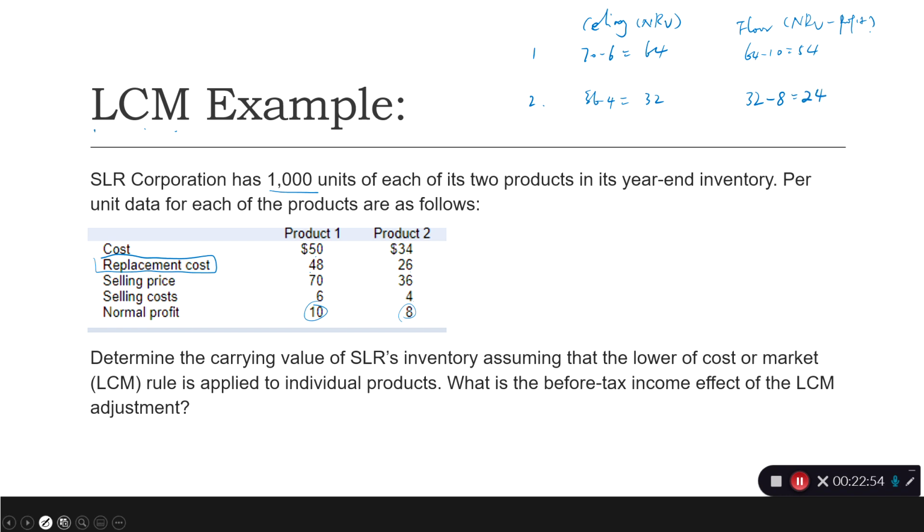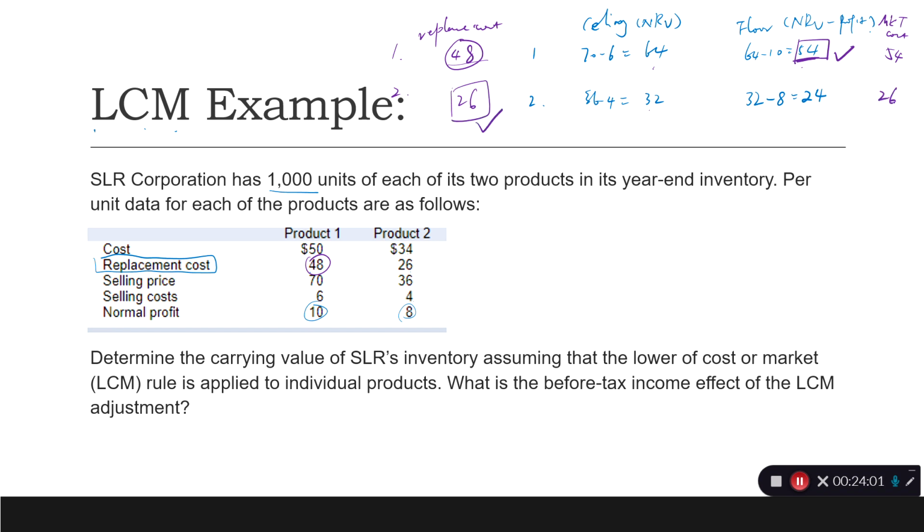And then I look at the replacement cost. The replacement cost for product 1 is 48, and for product 2 is 26. So I will judge whether those two numbers are between these two ranges. Is 48 between the floor and the ceiling? No, 48 falls outside, smaller than the floor. Hence I cannot use 48. I have to pick this number, because we want to make sure the market cost has to be between these two numbers, and the replacement cost falls outside of the floor. Hence we need to pick the floor instead of 48. And the replacement cost for product 2 is 26. It's between these two numbers, right? 32 is bigger than 26, and 24 is smaller than 26. Hence this is going to be our correct number for market.